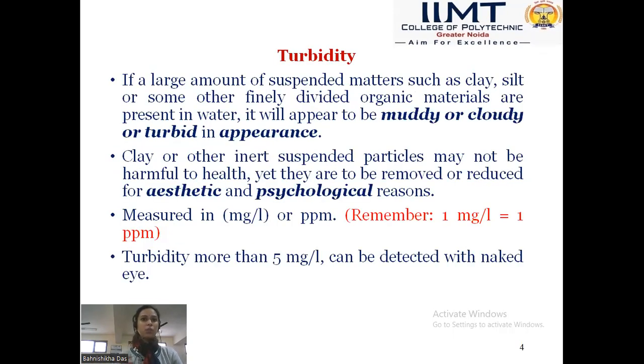In very layman's words, turbidity means nothing but cloudy water or muddy water. Turbidity is nothing but the muddiness in water. It occurs because of the presence of suspended particles such as clay or silt or some other finely divided organic materials that may be present in the water. Because of its presence, the water appears cloudy or muddy, which we can see with our naked eyes, right? That is turbidity in water.